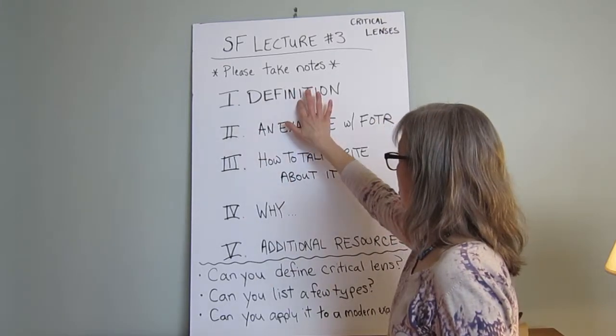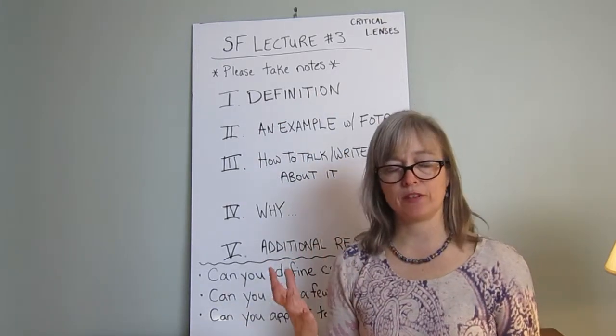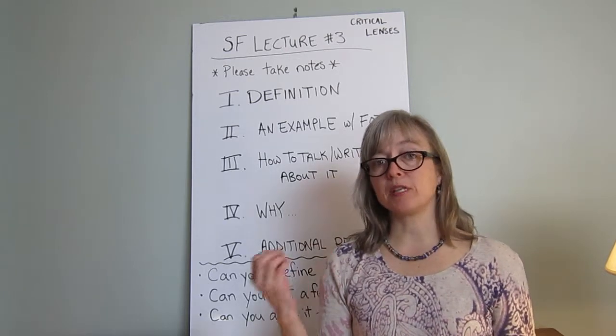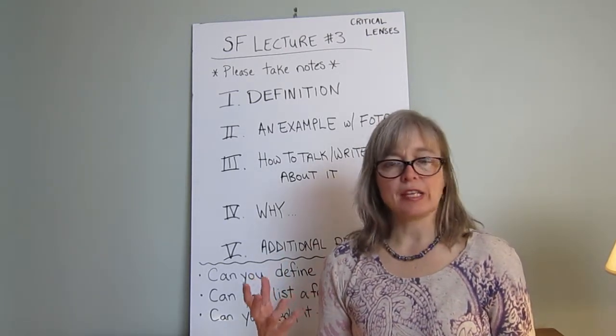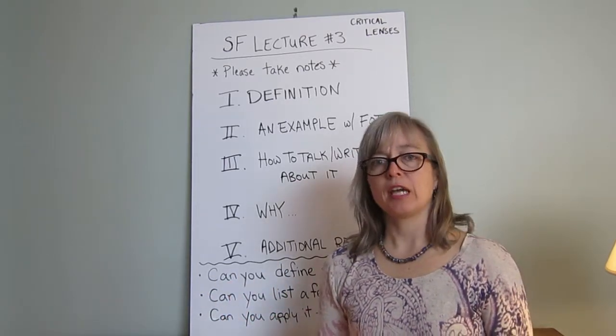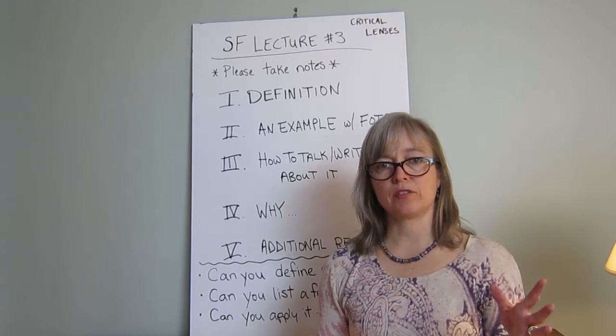So first, what are critical lenses? The definition. Critical lenses are a way to look at a piece of literature or pretty much anything, like a situation. It could be nonfiction, it could be movies, in a variety of different perspectives.